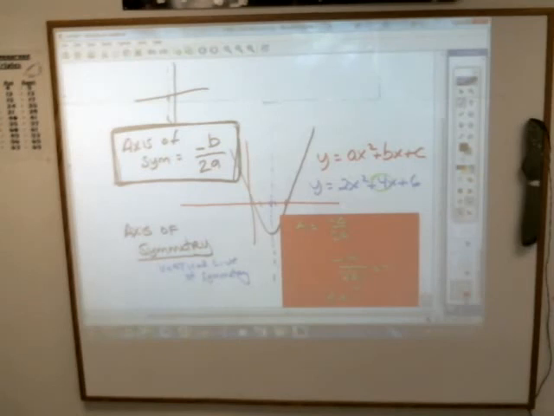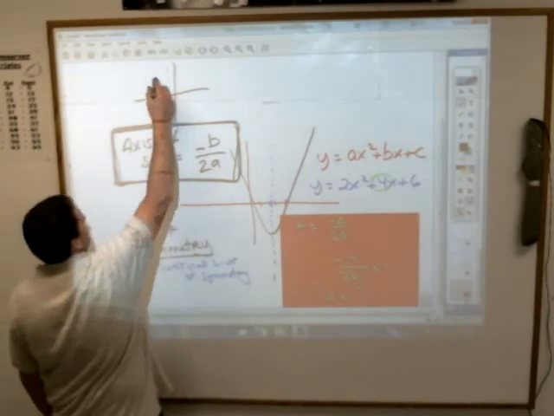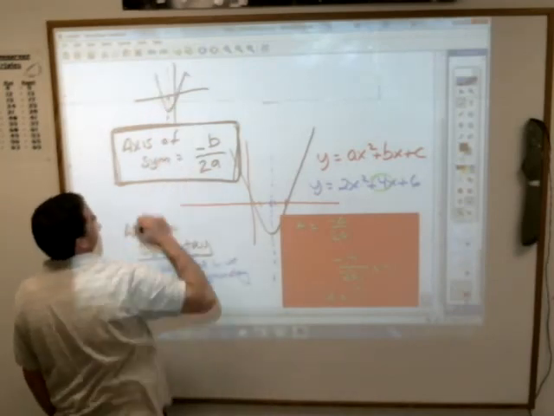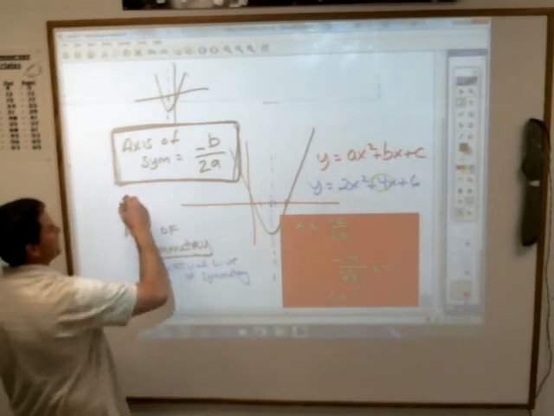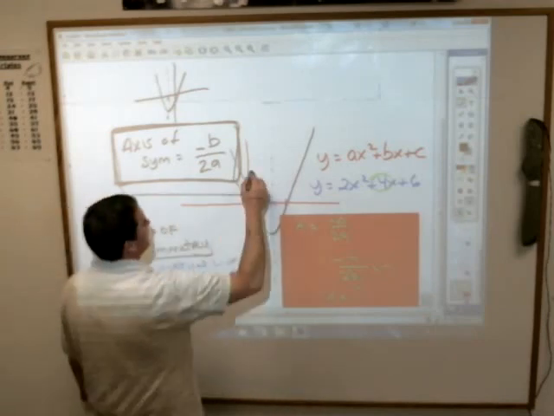Now, they don't tell you how to find the zeros from it, so we're going to get to that a little bit later, but whatever it is, you know that it's symmetrical around that line. We don't get to the actual graphing of these until a little bit later, but you need to know this little formula.